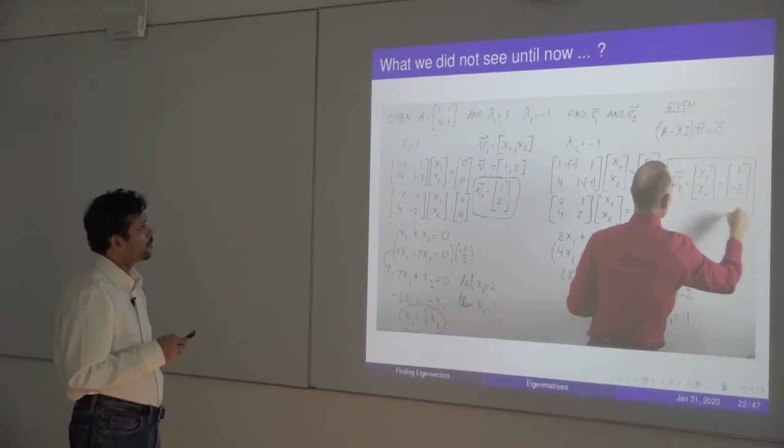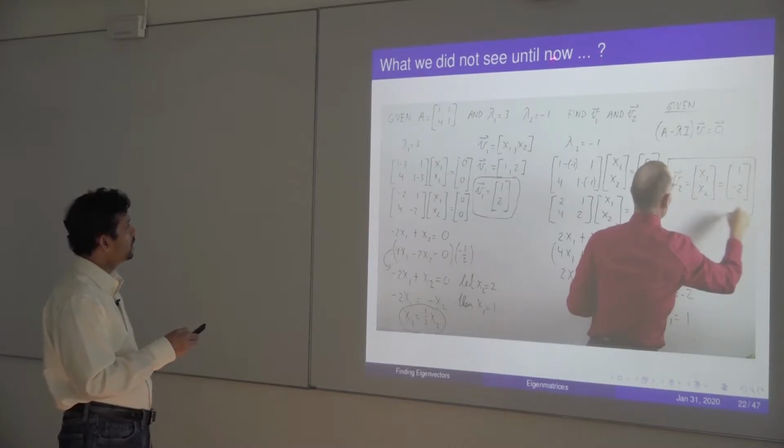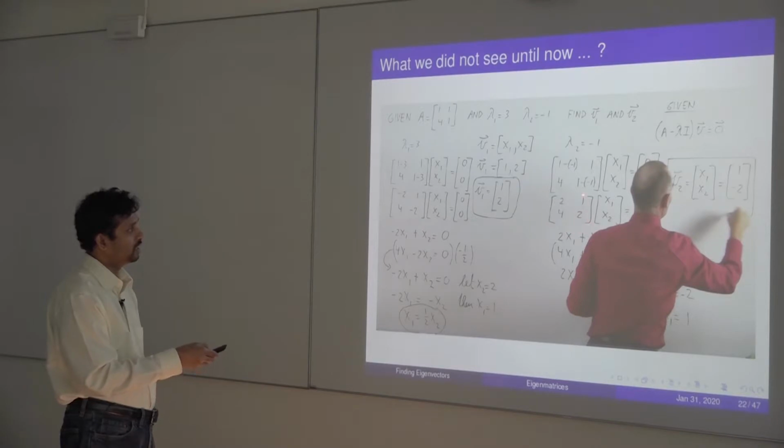So now this is what we did not see so far. You can see that this is the eigenvector for lambda 1 equal 3. But you can see this eigenvector is sitting there in this matrix. See, 1, 2 is already there. So that means all those steps are not necessary, because you just subtract, and the eigenvector is there.